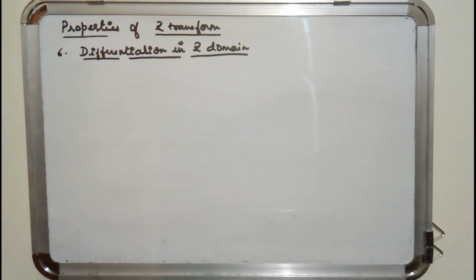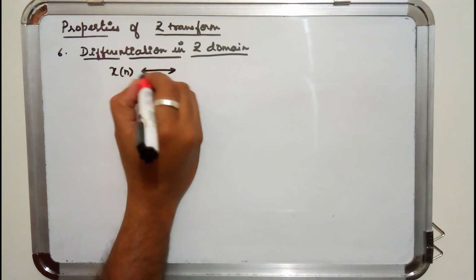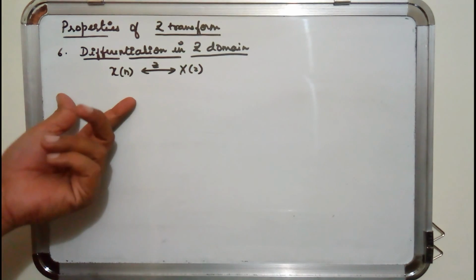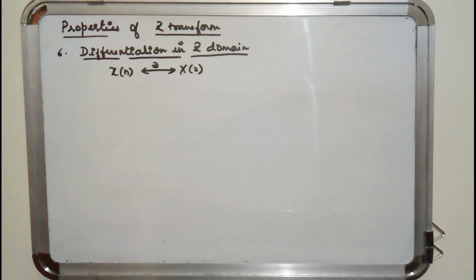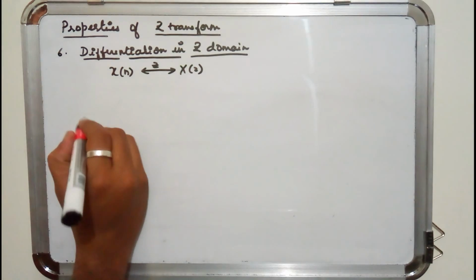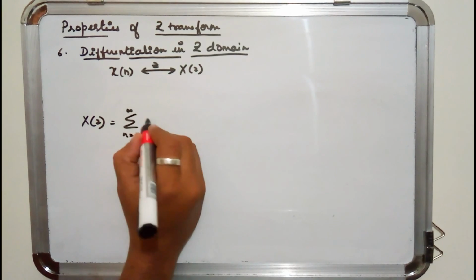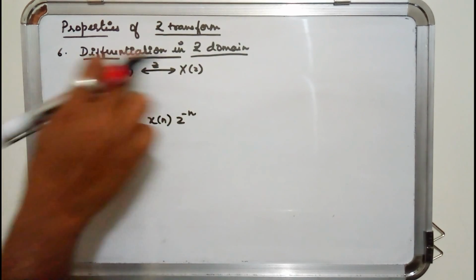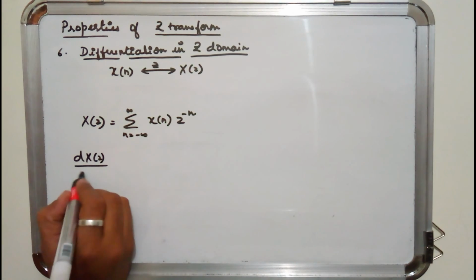Now the next property is differentiation in z domain. Now if you have x of n forming a z transform pair with x of z, I need to find what is the left hand side signal that will give a differentiation in z domain for me. Now let me take the generic equation of x of z, that is summation n is equal to minus infinity to infinity x of n z power minus n. So differentiation in z domain, that means I need to differentiate here with respect to z on both sides.